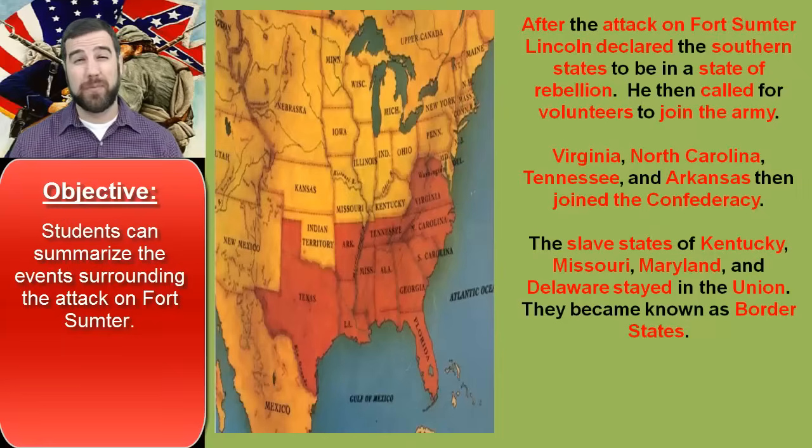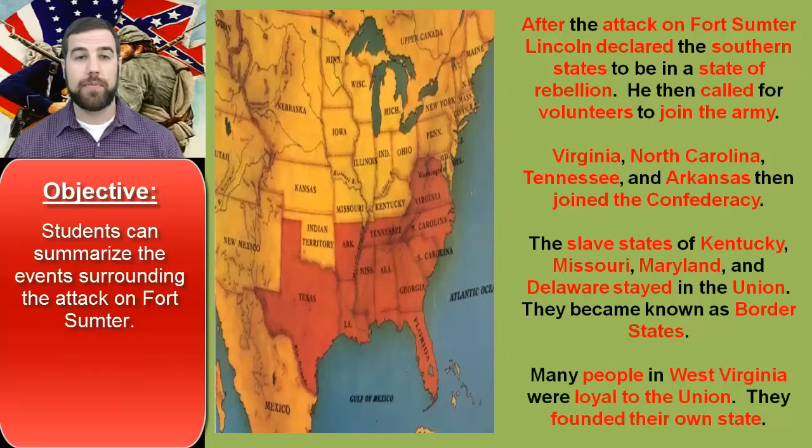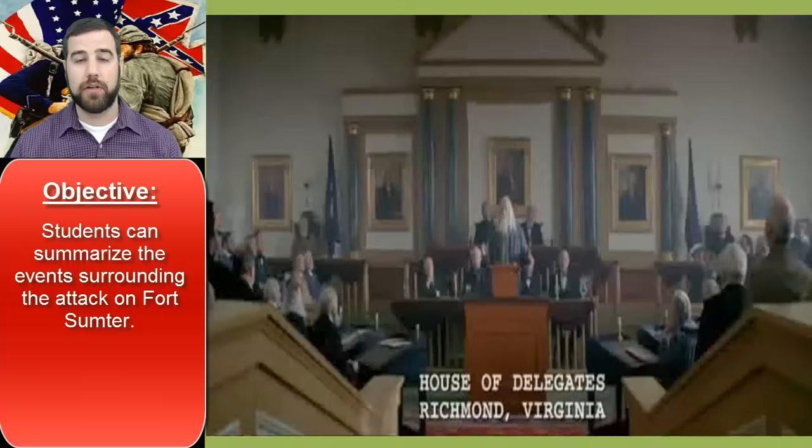So they're going to be known as the border states because they're still in the United States, however they allow slavery. And then there are going to be people in the western part of Virginia that voted to decide that they weren't going to secede like the other Virginians had, and they decided to create their own state and stay in the Union. And that is going to be the birth of the state of West Virginia. And this is where West Virginia became one of our states.